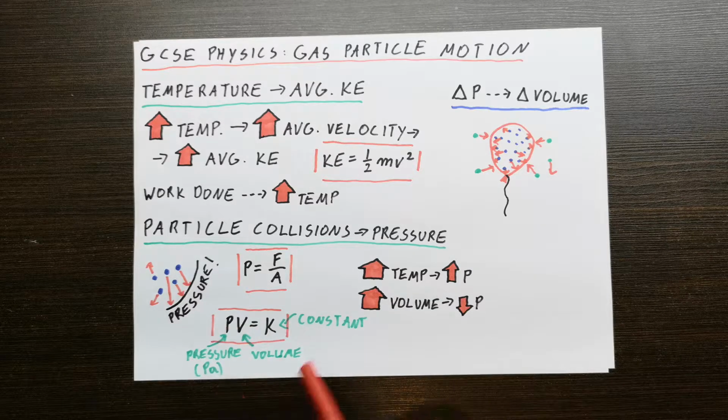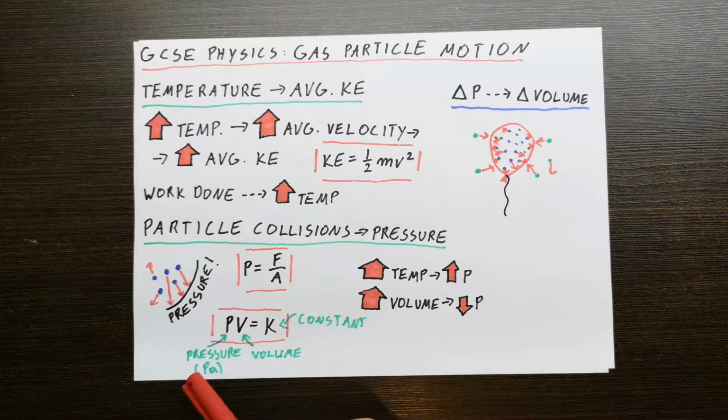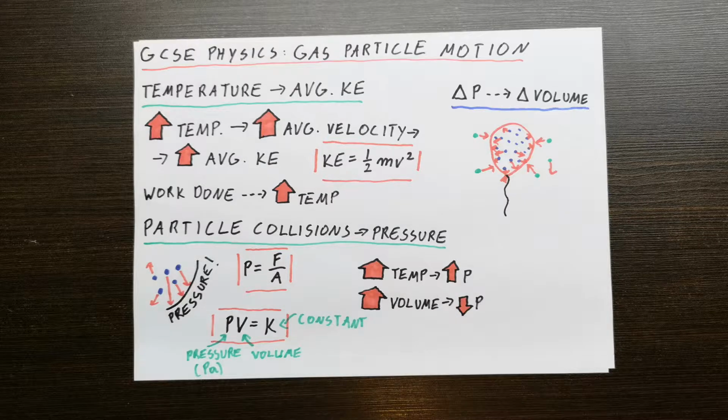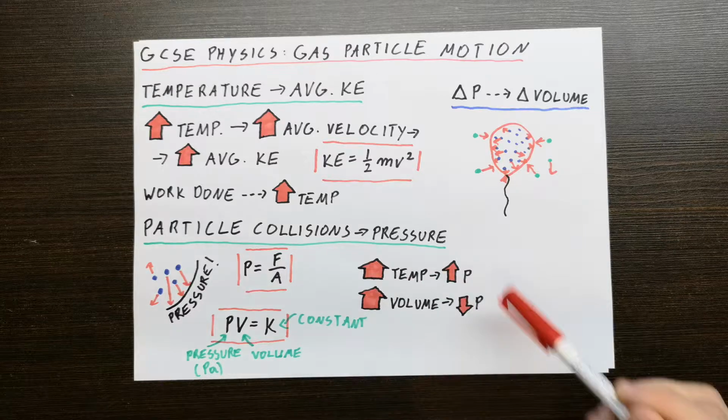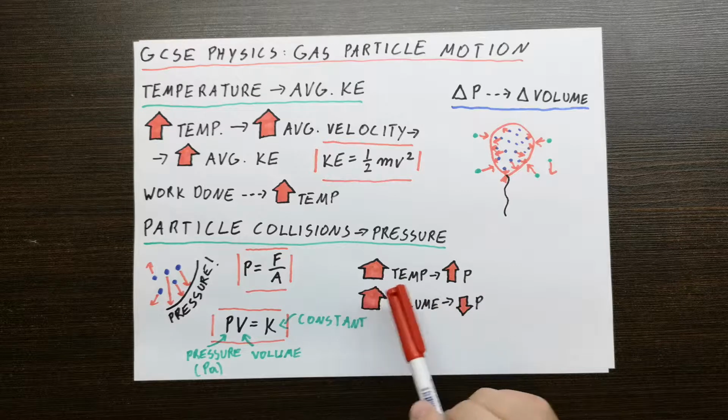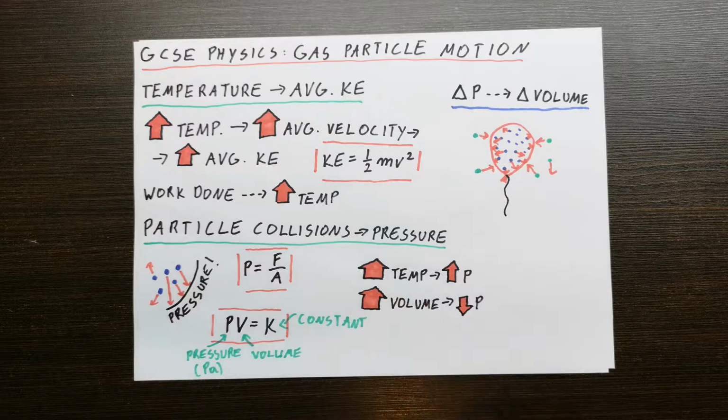Now, how does pressure link in with certain other things? Here we have another equation: pressure times volume is equal to a constant. And here we have temperature. If we increase the temperature in the container, what will happen? You probably know that pressure will increase. And why is that?